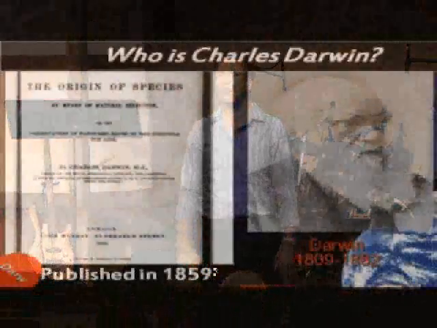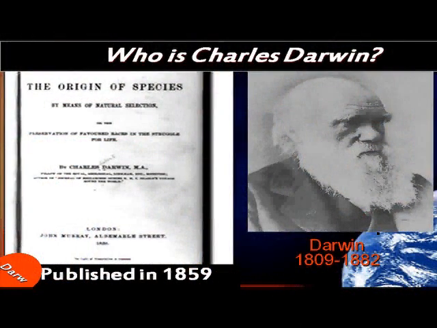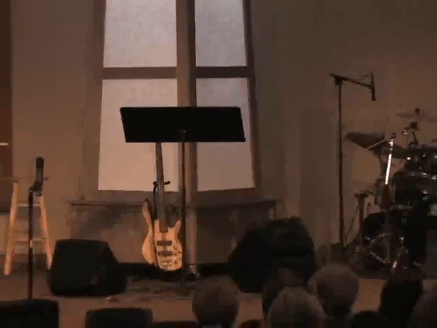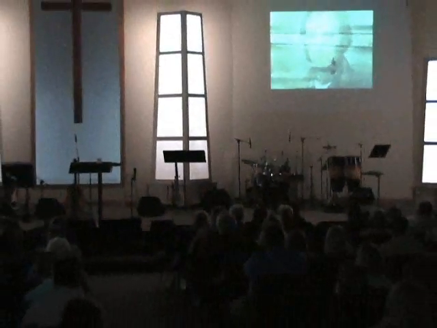The Origin of Species was published in 1859. Let me tell you a little bit, through this video clip, about Charles Darwin and how it happened. So, watch. Born in the mind of a British naturalist. His name was Charles Darwin.